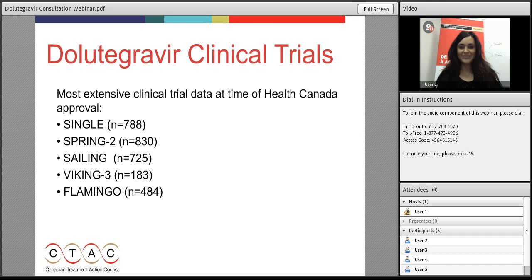So what we can see is that dolutegravir has the most extensive clinical trial data at the time of Health Canada approval. So 5 trials were conducted on diverse populations, including patients who were treatment naive, treatment experienced, and treatment resistant. And I just wanted to say that here at CTAC, we are particularly impressed and supportive of such an extensive trial design that really considers so many factors.